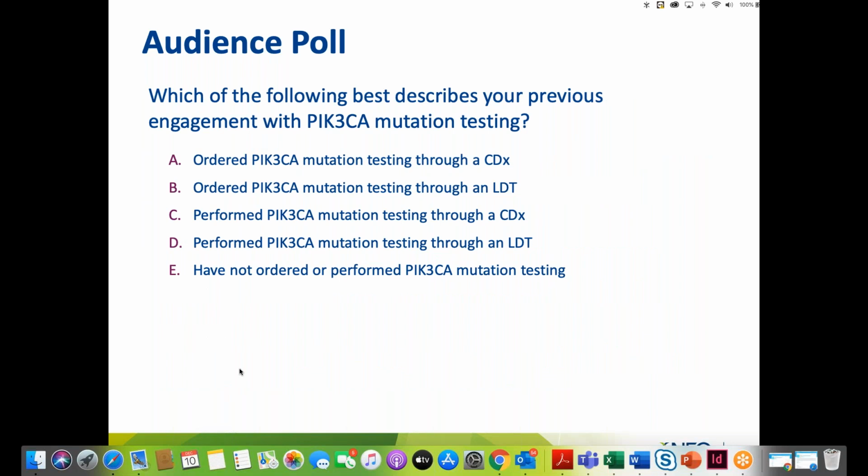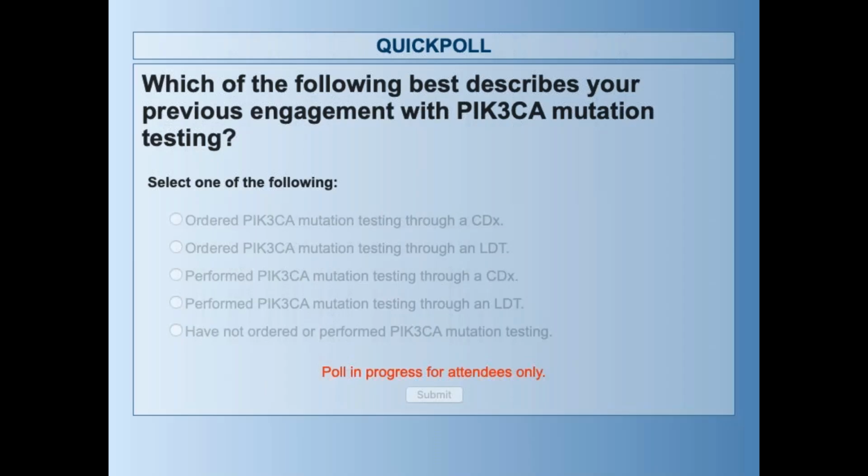Well, thanks, Dr. Weiss, for that great opening presentation. We want to interrupt for just a moment and do a quick poll of our audience and see what their experience has been with PIK3CA mutation testing. So we'll offer a poll here to our attendees, and we ask the attendees to pick the responses that apply.